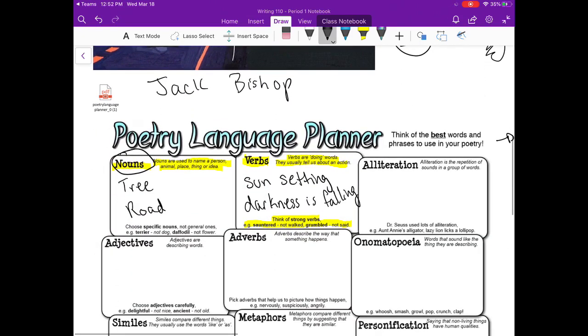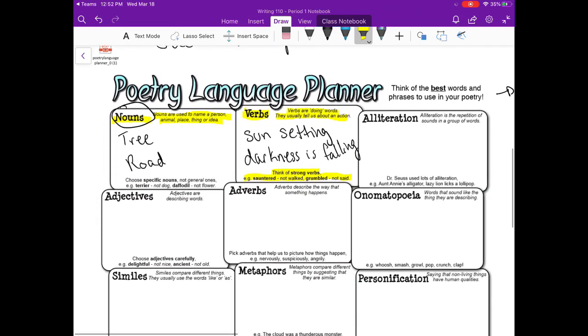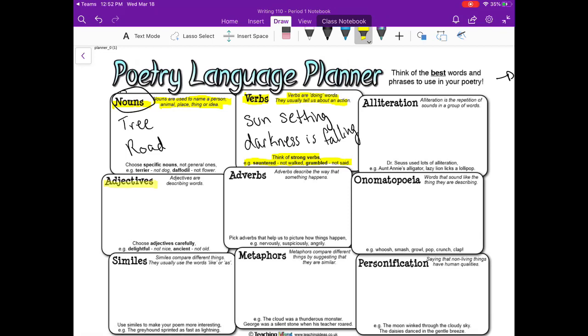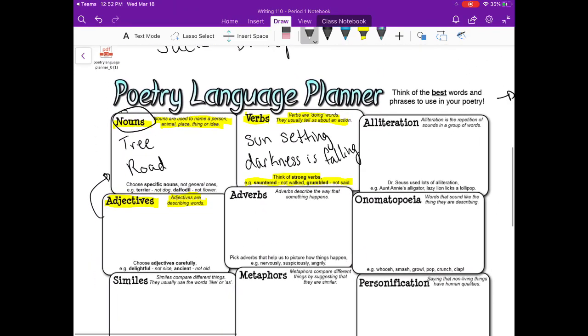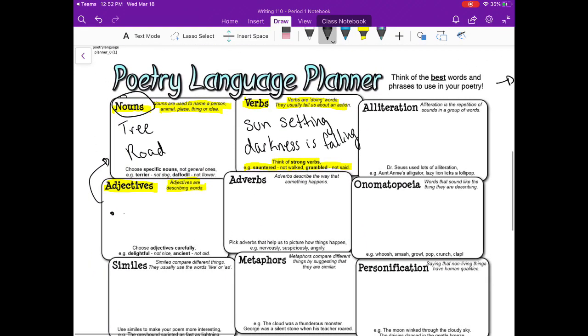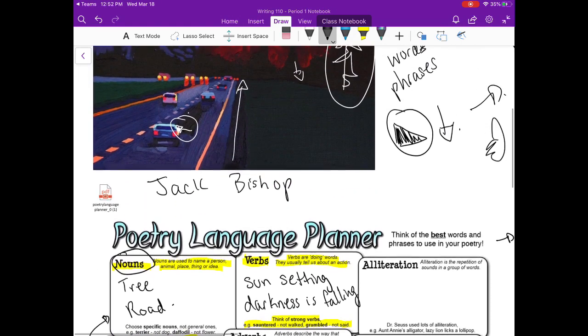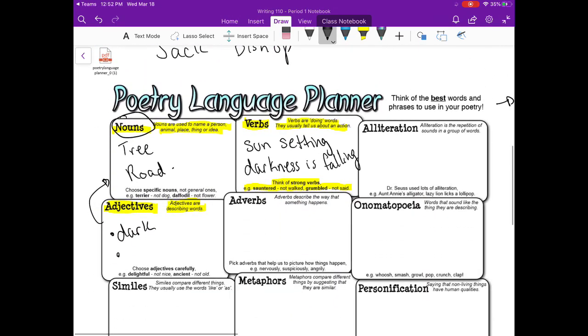Okay, the next one that I want to look at, we're going to go through the parts of speech first. Adjectives. They describe words. They describe our nouns. Okay, so let me take the tree and the road again, and let me see if I could describe them. So our tree right here, so we have dark. The road is my next one. The road is long.